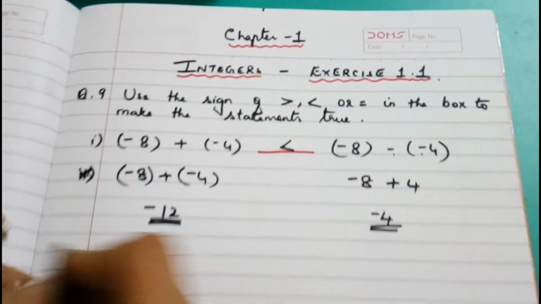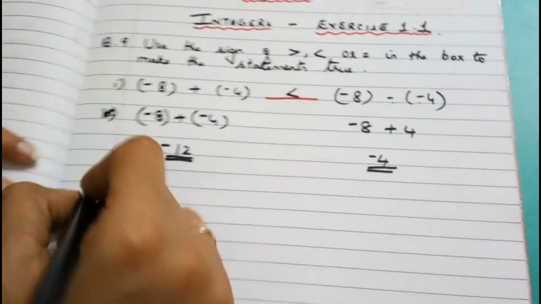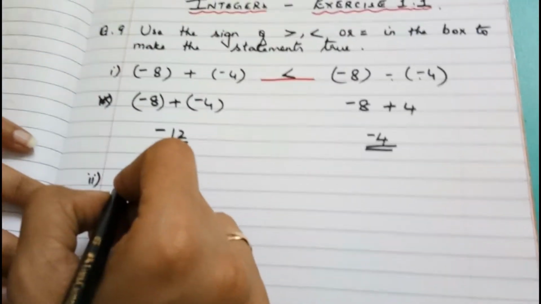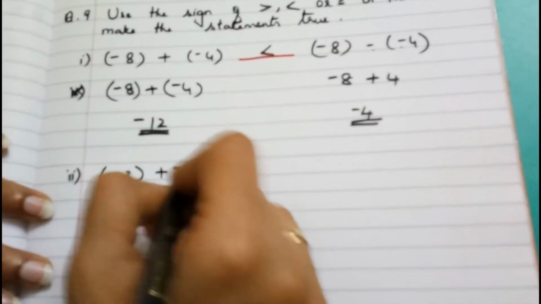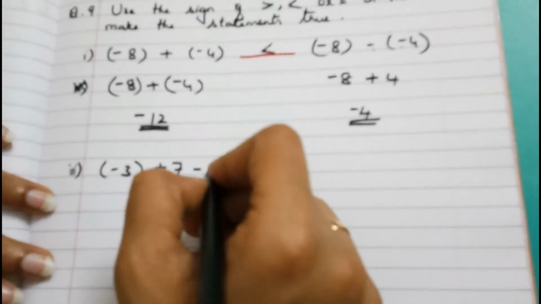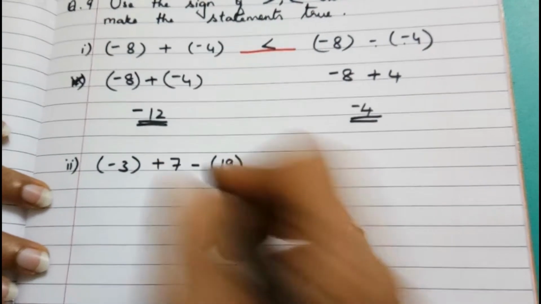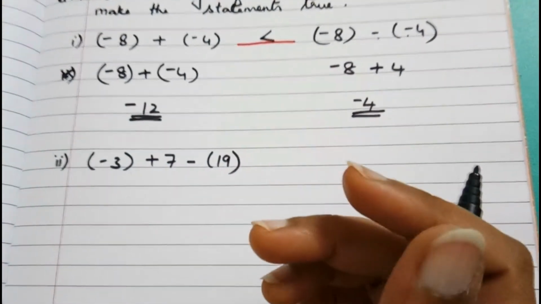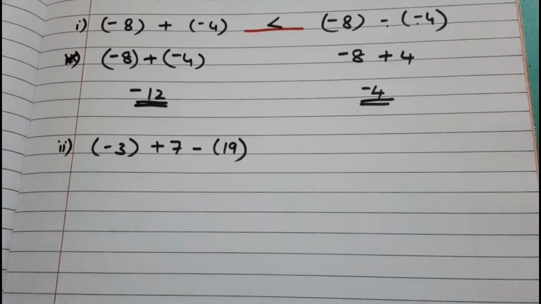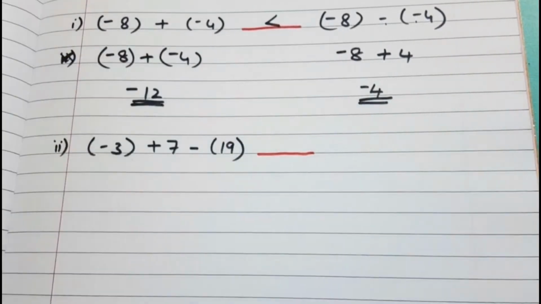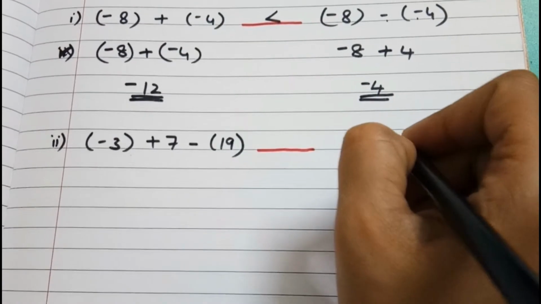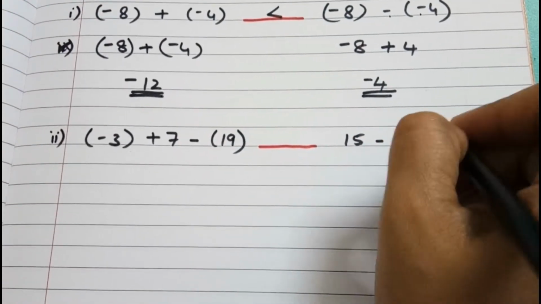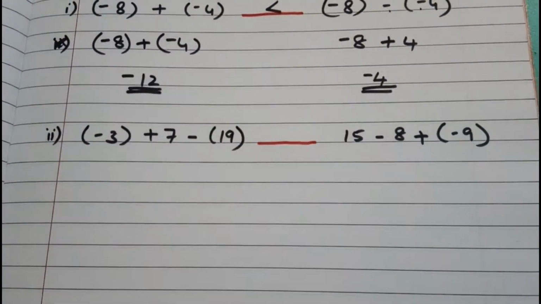Next one, let's move to sub question 2. Now what is sub question 2 here? It's -3 plus 7 minus 19, dash, and what's the next part asked? 15 minus 8 plus -9.